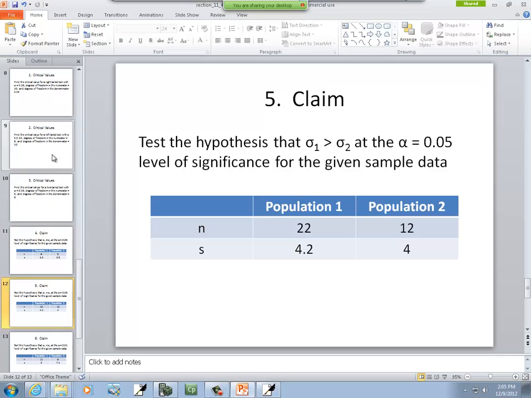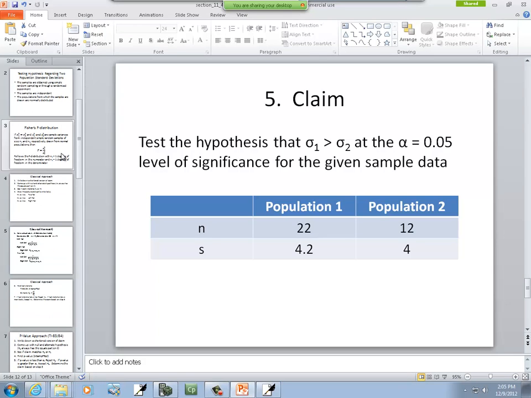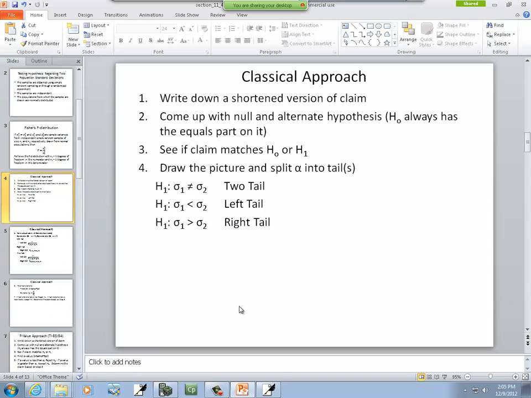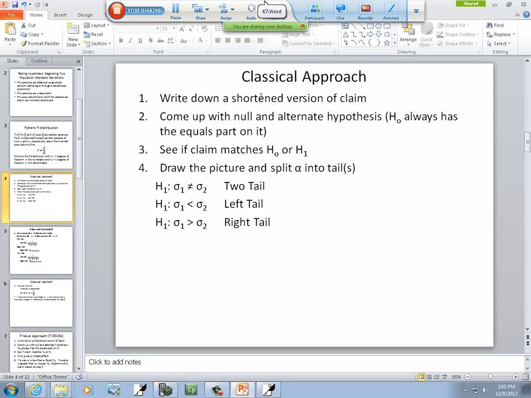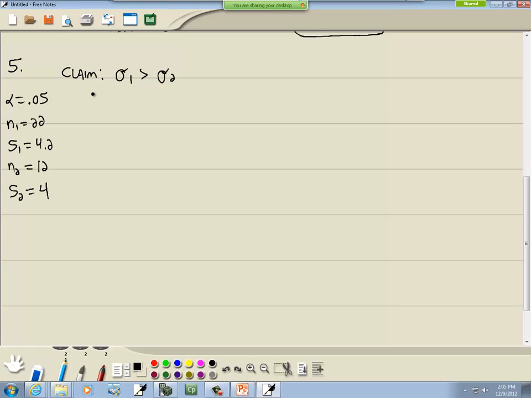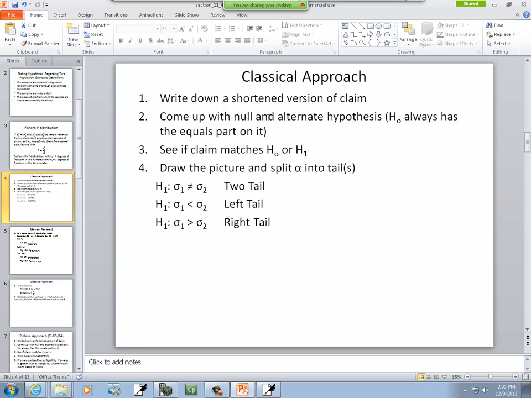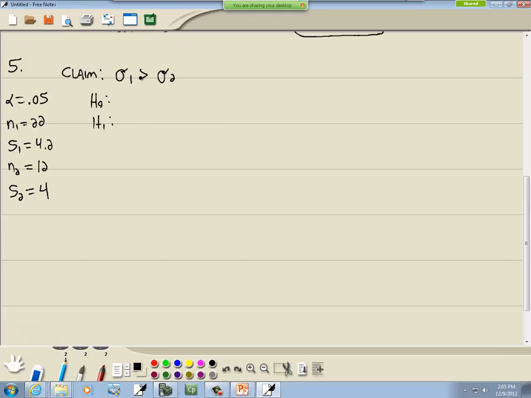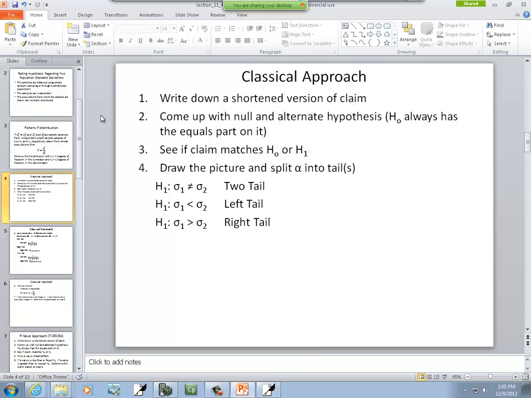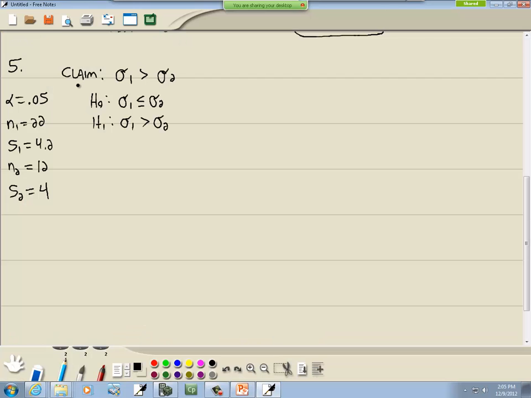So let's go back up there and do the classical approach, wherever that's at. Here it is. Okay, write down a shortened version of the claim. We did that. Come up with a null and alternate hypothesis. Well, this is a greater than. The only place you can put a greater than is on the H1. Now, if that's a greater than, these are opposites of each other, so this one will be a less than or equal to. Again, most books will put an equals here. Step 3, see if the claim matches H0 or H1. Greater than matches H1, obviously.